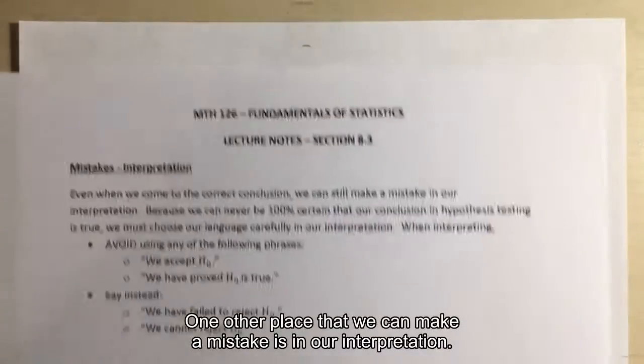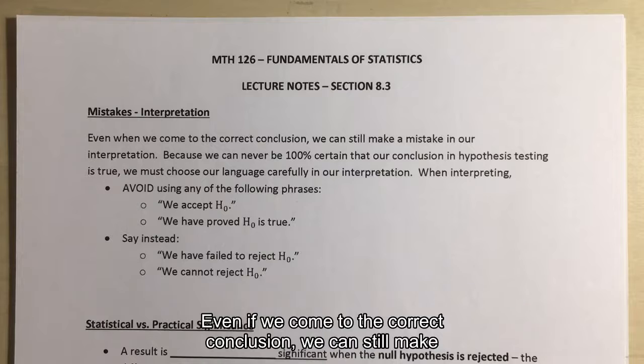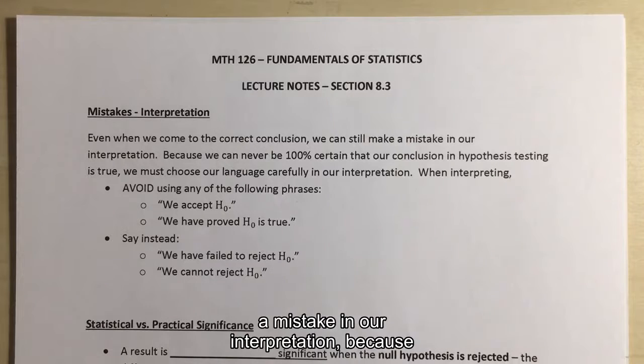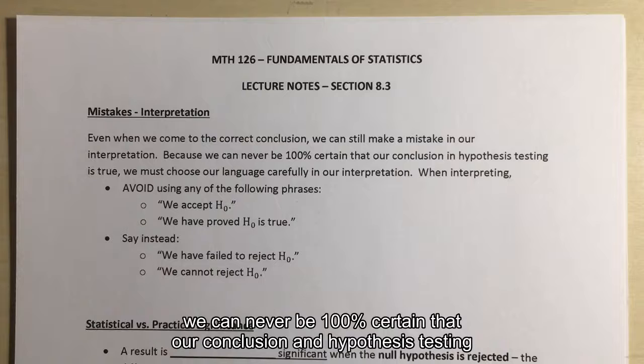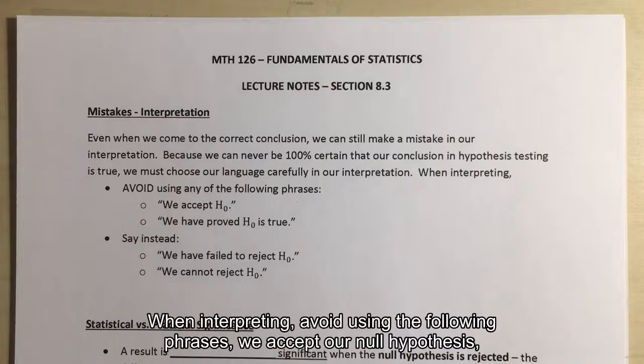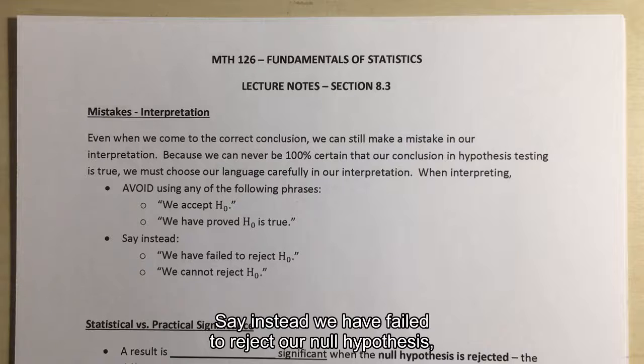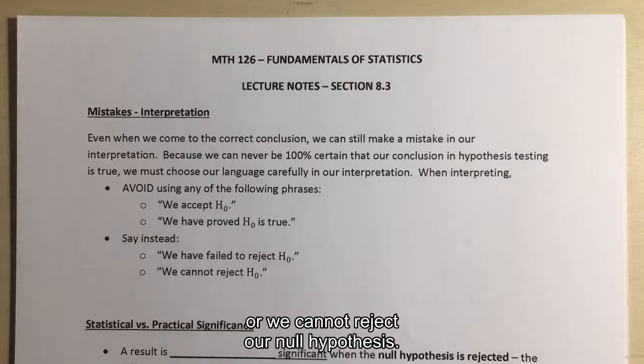One other place that we can make a mistake is in our interpretation. Even if we come to the correct conclusion, we can still make a mistake in our interpretation because we can never be 100% certain that our conclusion in hypothesis testing is true. We must choose our language carefully in our interpretation. When interpreting, avoid using the following phrases: we accept our null hypothesis, or we have proved our null hypothesis is true. Say instead, we have failed to reject our null hypothesis, or we cannot reject our null hypothesis.